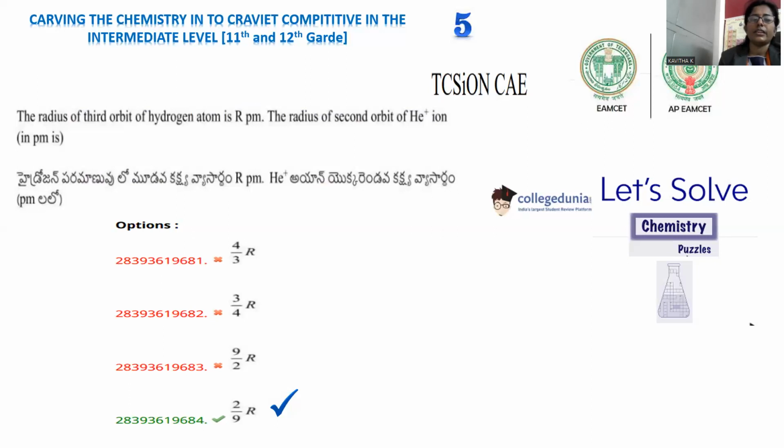This question was given in the EAMCET 2023 question paper. The radius of the third orbit of a hydrogen atom is R picometers. Hydrogen is given, and helium plus should be identified: what is the radius of the second orbit of the helium plus ion in picometers? The correct answer will be 2 by 9 R. Let's see how it is possible.